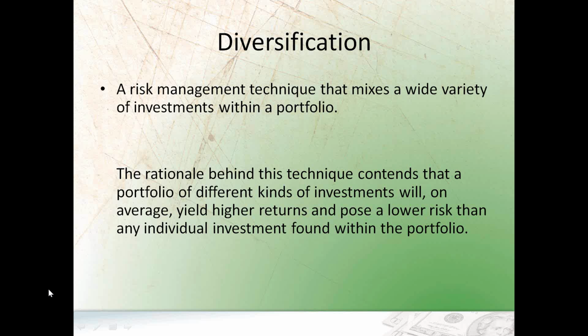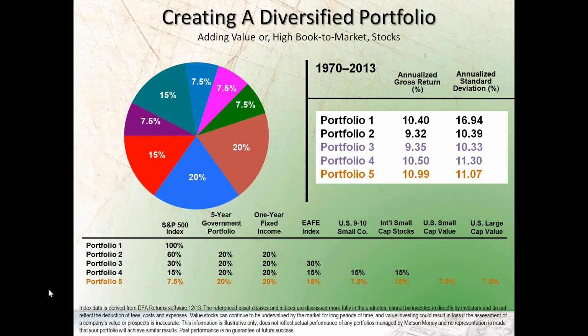Let's take a look at an example. Let's create a diversified portfolio. If we took the period from 1970 through 2013, just look at portfolio 1. This portfolio is the S&P 500 index. What that is, is the 500 largest stocks in the United States. So we are not diversified internationally. We are not following value, and we're not picking up any international stocks because this is only U.S. large. We don't even have U.S. small. But our return is about 10.5%.